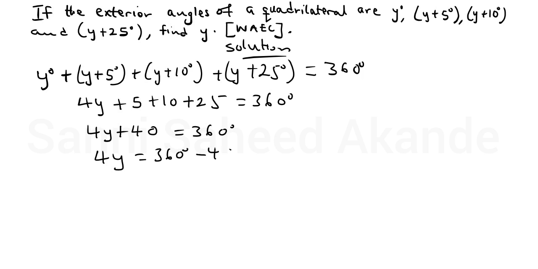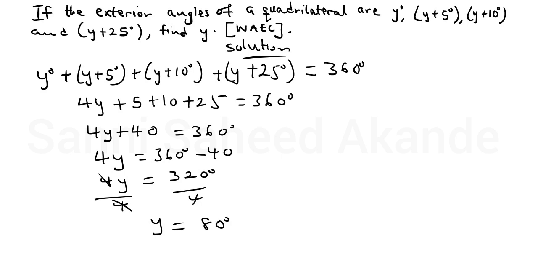Okay, so 4y will be equal to 360 degrees minus 40, which is 320 degrees. Dividing both sides by 4 will give us the value of y to be equal to 320 divided by 4, which is 80 degrees. So that is the value of y.